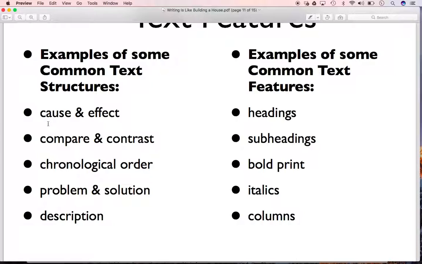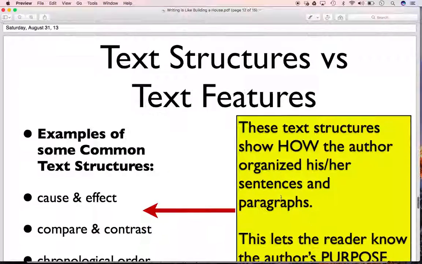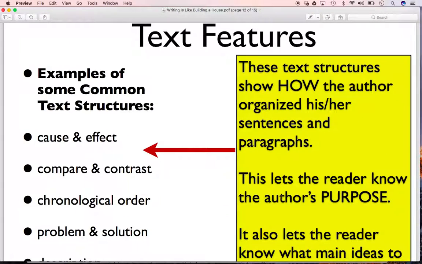So it could be cause and effect, compare and contrast, chronological order. In other words, you're telling something in the order of events from first to last. Problem and solution, or description. And over here, headings, subheadings, bold print, italics, columns, you're familiar with these. We've talked about these already. So, examples of some common text structures.